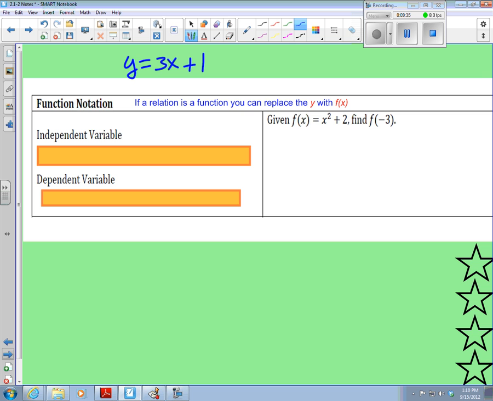And what they do is they say you can replace y with f of x. So I could rewrite this, replacing the y with f of x, so f of x equals 3x plus 1. You don't do anything differently with it. It's just a different way of naming it. F is just the title of your function, and x is just the input variable.